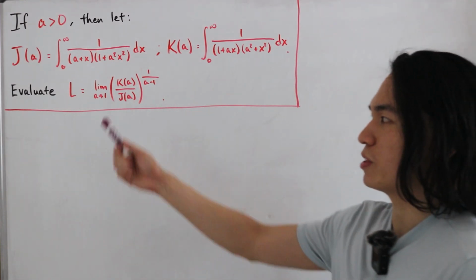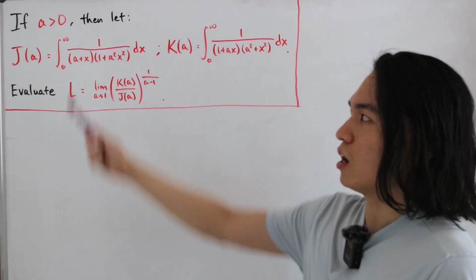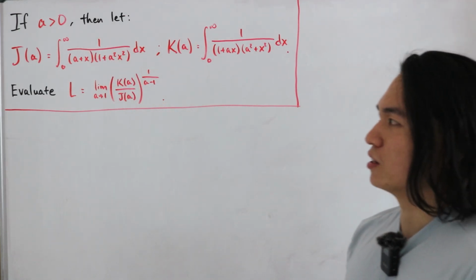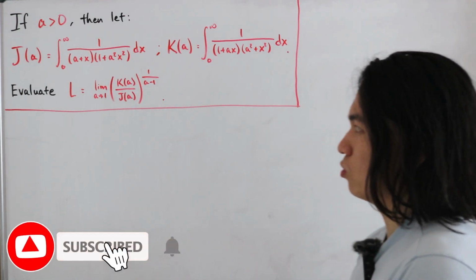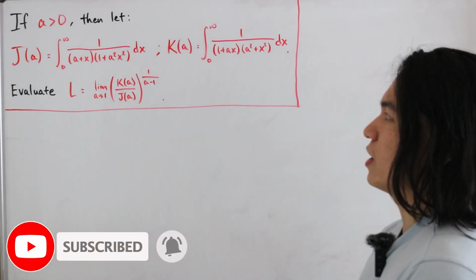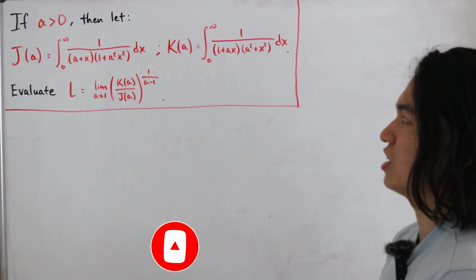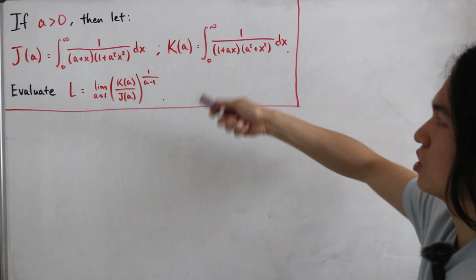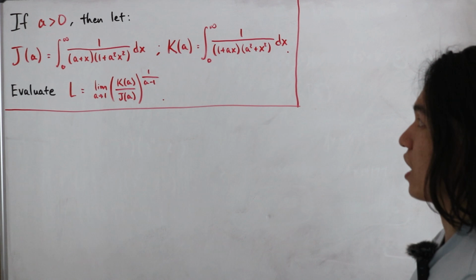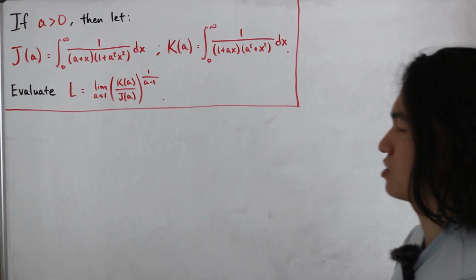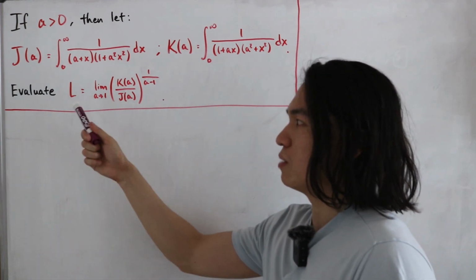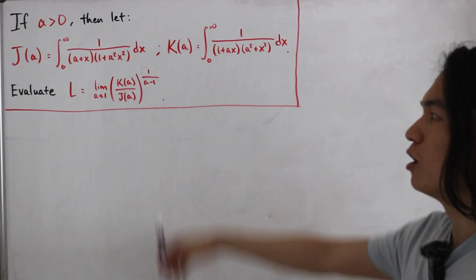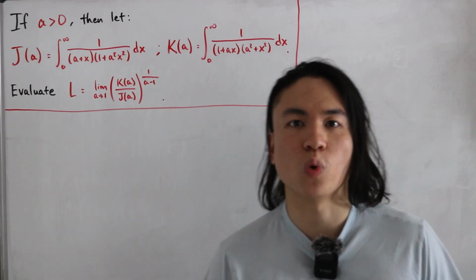So here we want to evaluate the following limit, but before we get to that, we have that if a is a positive number, so a strictly greater than 0, then let the function j of a equal the improper integral over the positive reals of 1 divided by (a plus x) multiplied by (1 plus a squared x squared) dx, and another function k of a equal to the same bounds, but 1 divided by (1 plus ax) times (a squared plus x squared) dx. So we want to evaluate the limit L as a approaches 1 of k of a divided by j of a, to the power 1 divided by a minus 1.